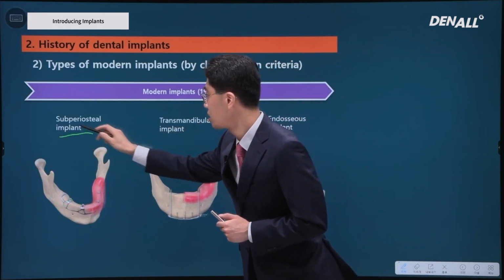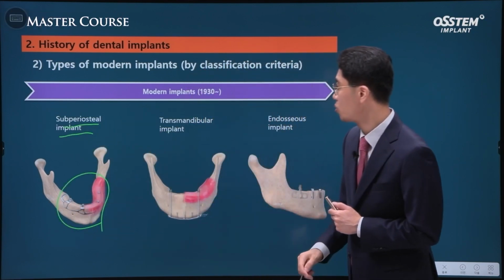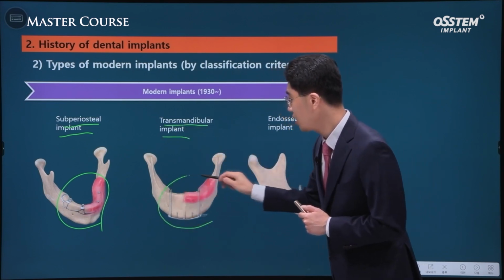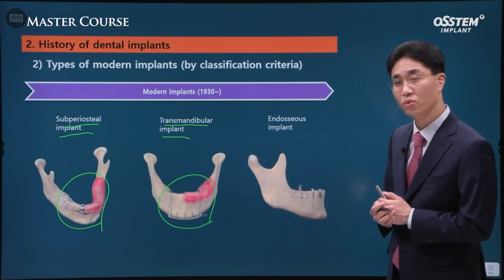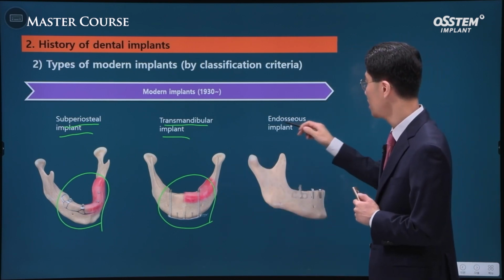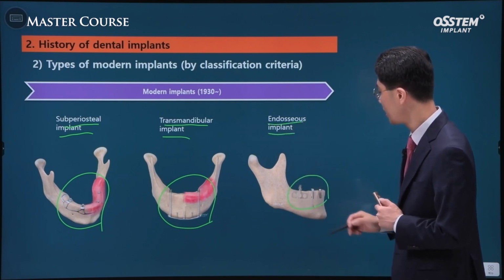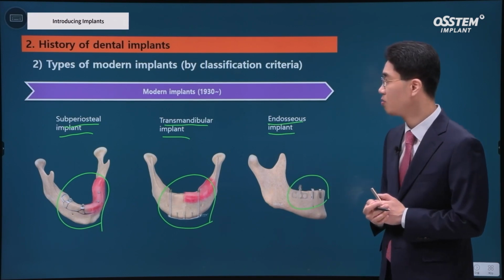Subperiosteal implants were used as shown. This kind of implant existed, and this is the transmandibular implant. And the implants penetrated across the mandible. And here's the endosseous implant. So in the mandibular arch, implants were placed in this embedded form.